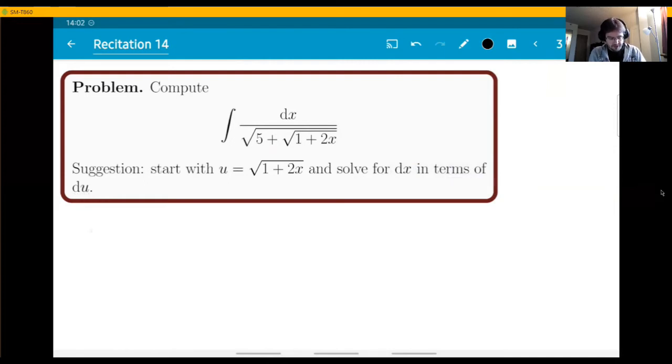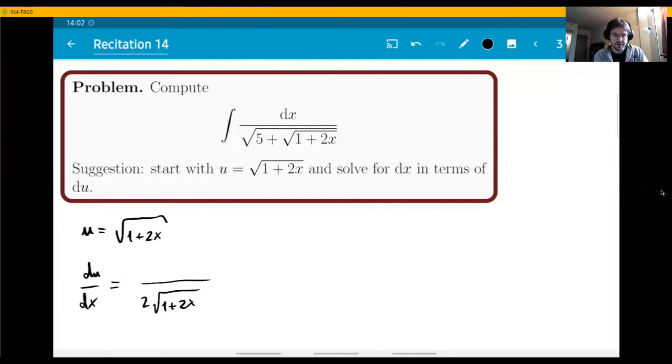So let's see how this works. They're telling us to try u equals the square root of 1 plus 2x. So let's try that. What is du dx? The derivative of the square root function would be 1 over 2 times the square root.